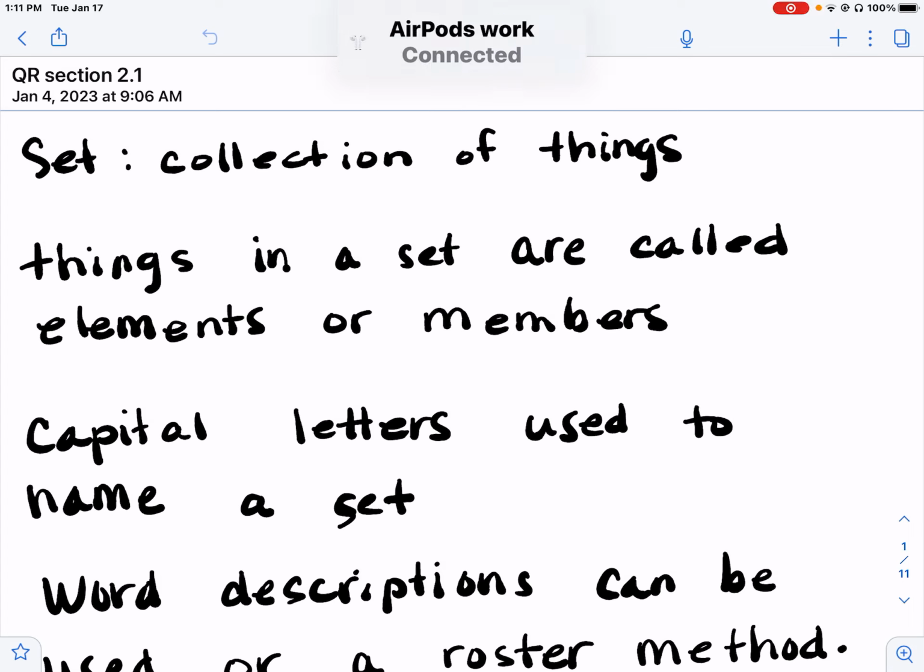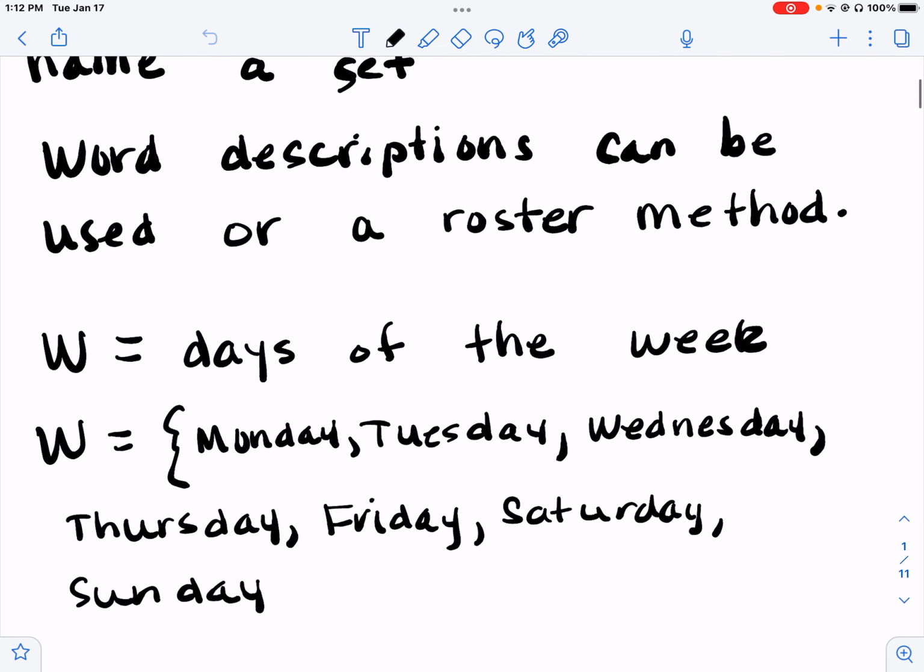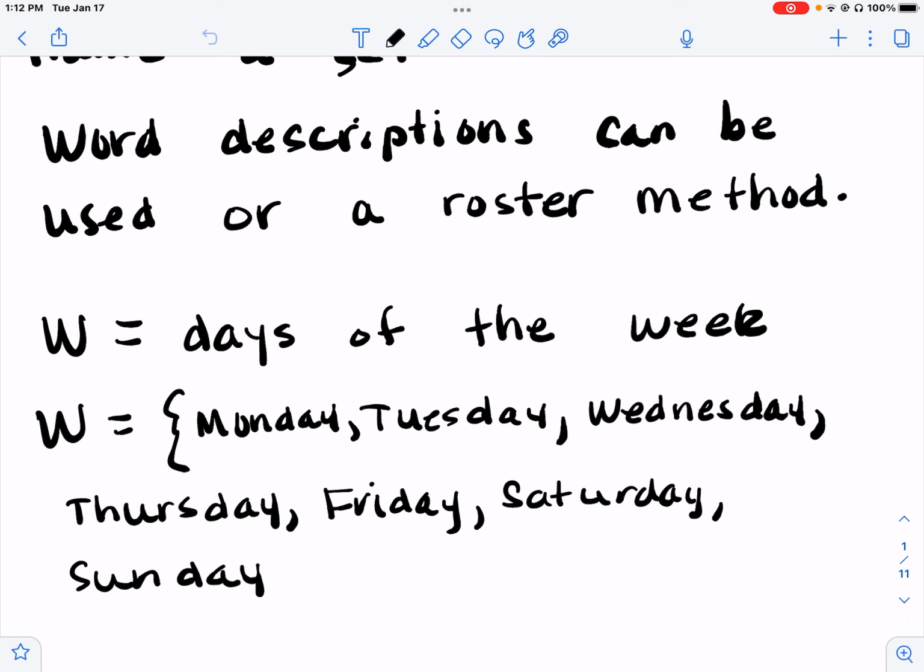Section 2.1. A set is a collection of things. Things in a set are called elements or members. Capital letters are used to name a set. Word descriptions can be used, or a roster method. For example, W equals the days of the week.